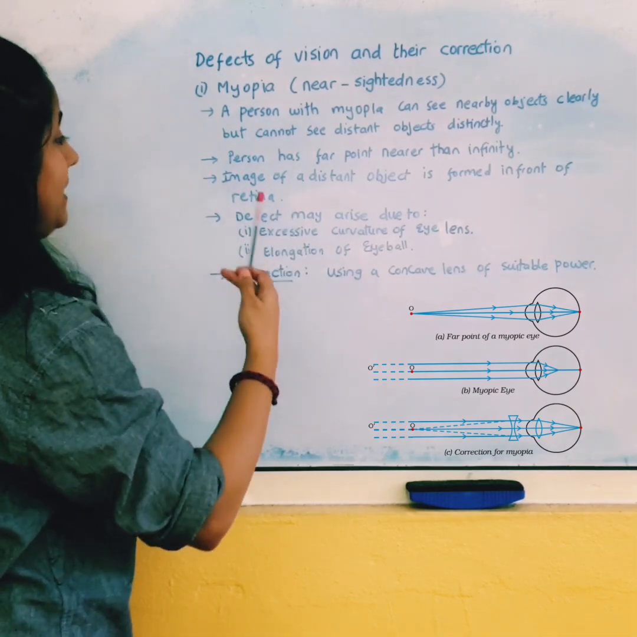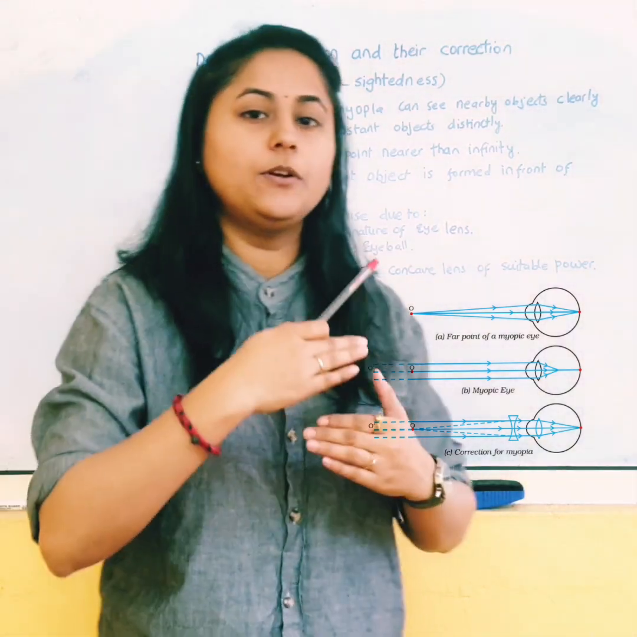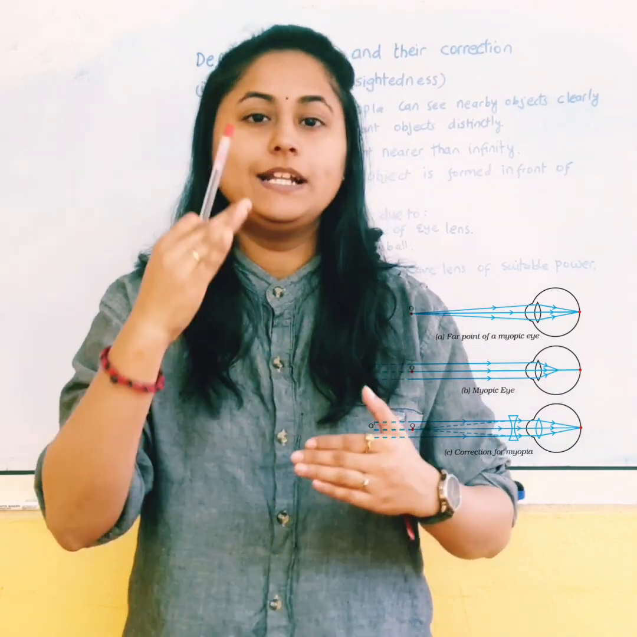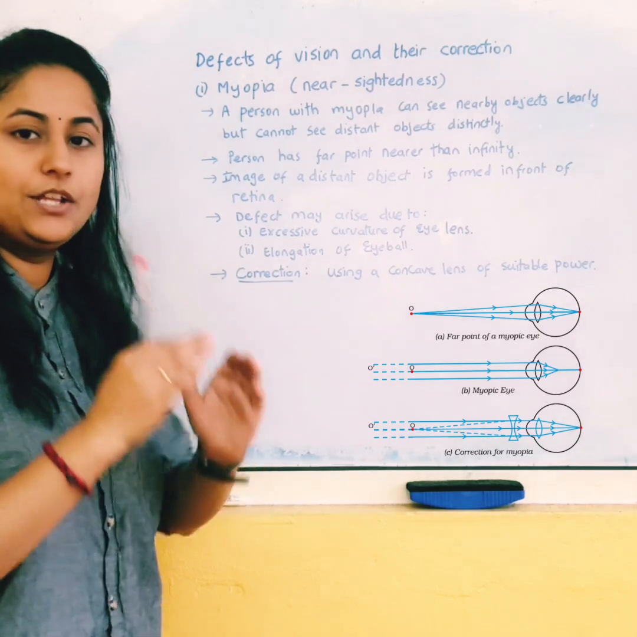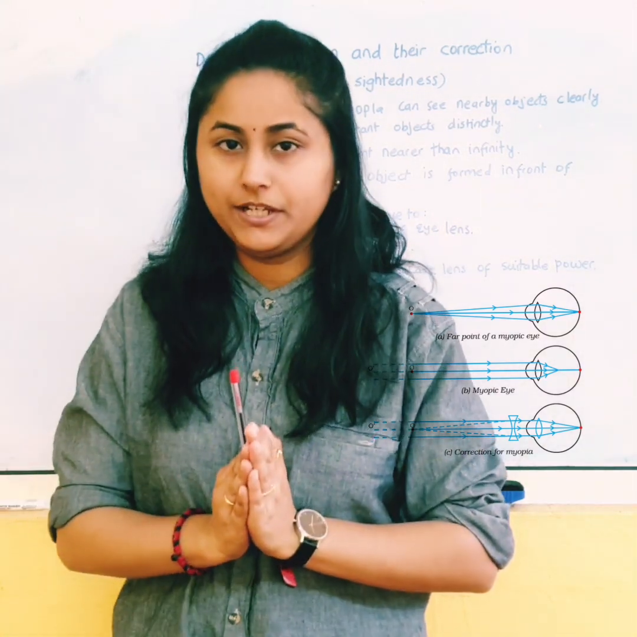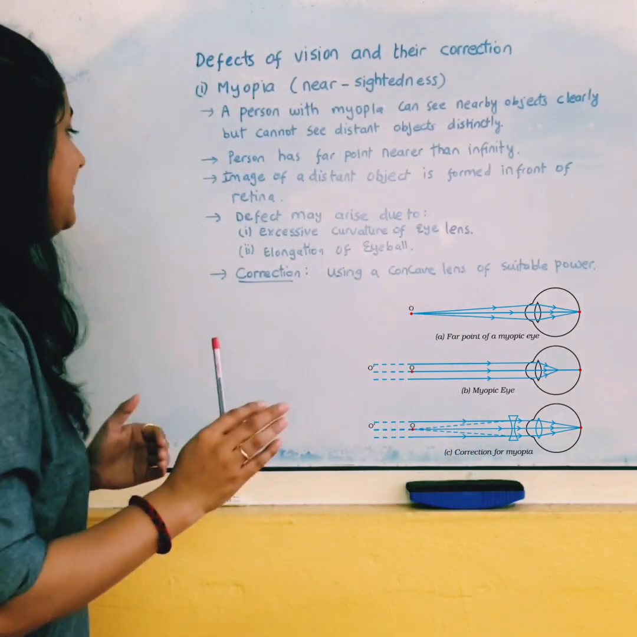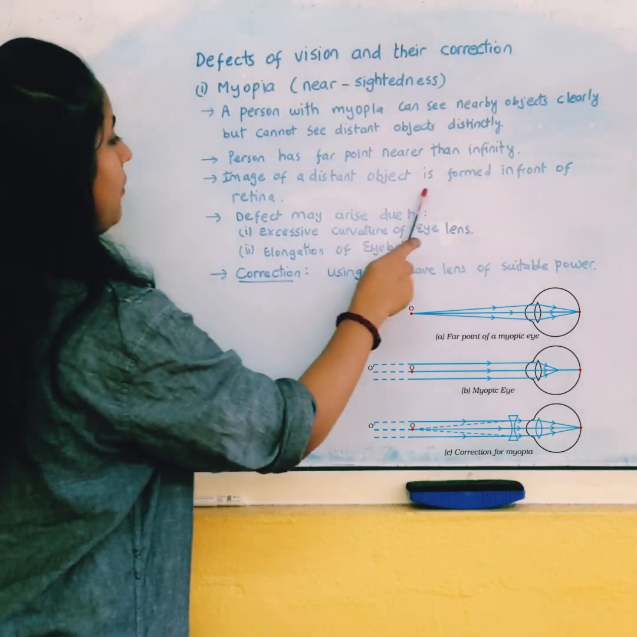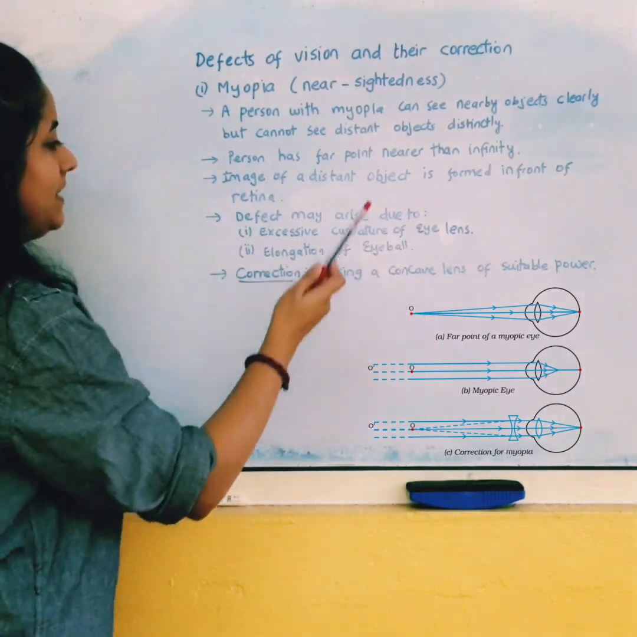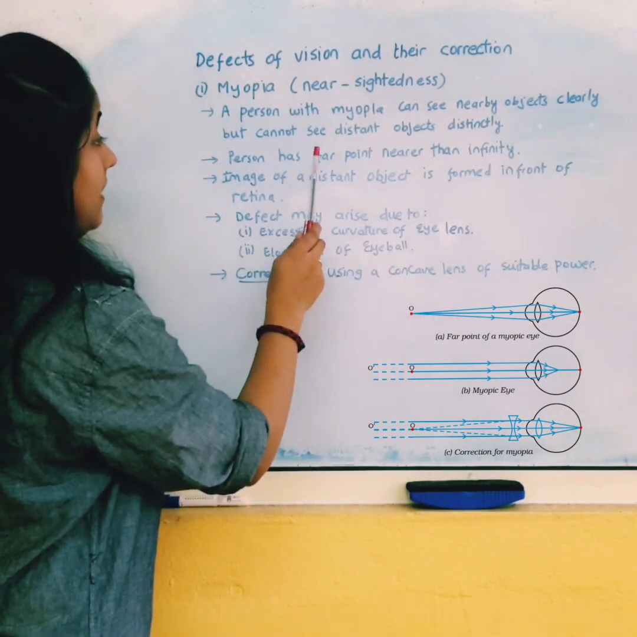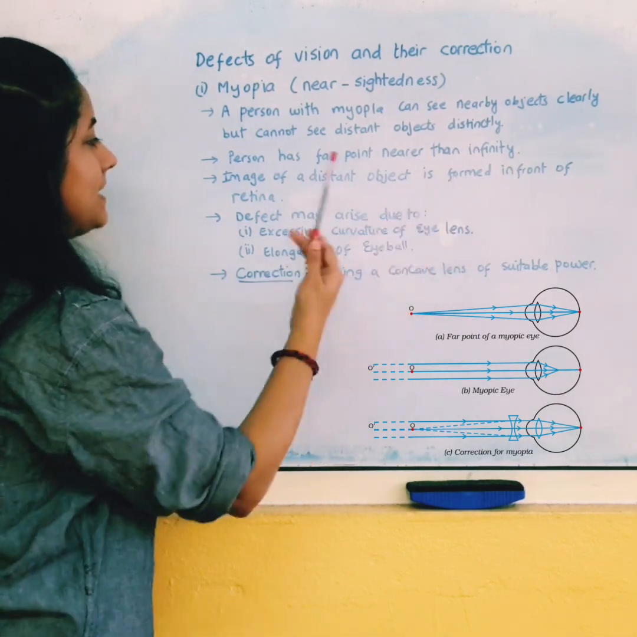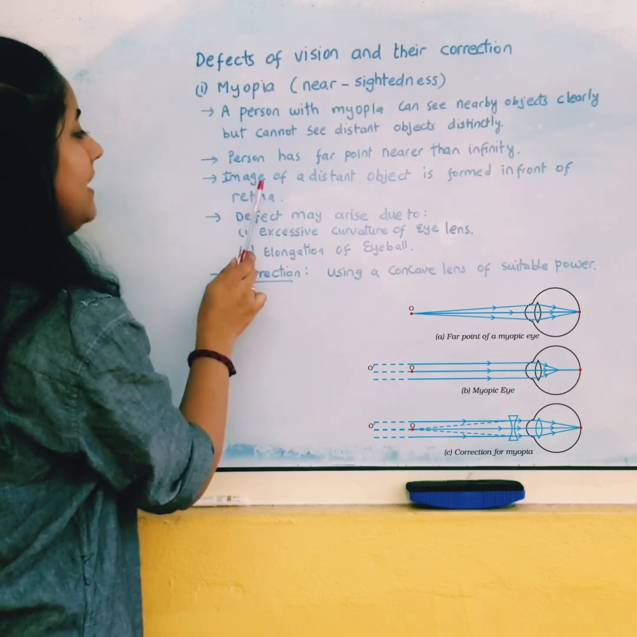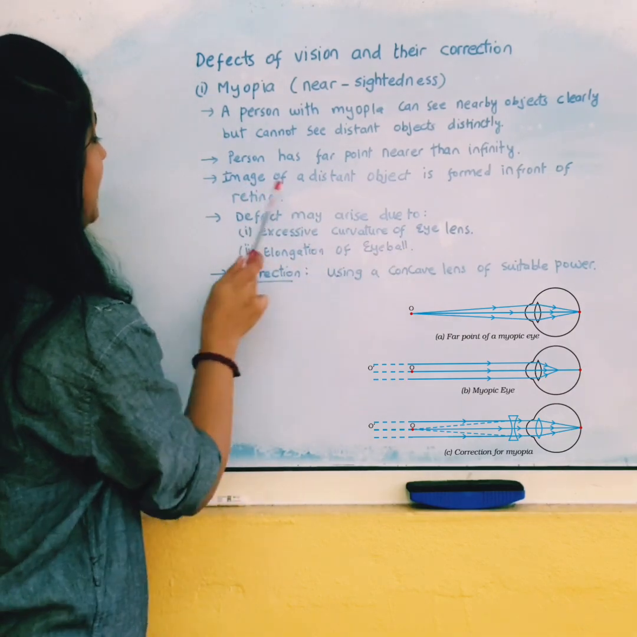Now, if the object is located far beyond, then the image of that object is formed in front of the retina and not at the retina. The image has to be formed at the retina, but here the image will be formed in front of the retina, which you can see in the photo here. You can even see how the far point has come nearer for this person, and also the image is formed in front of the retina.